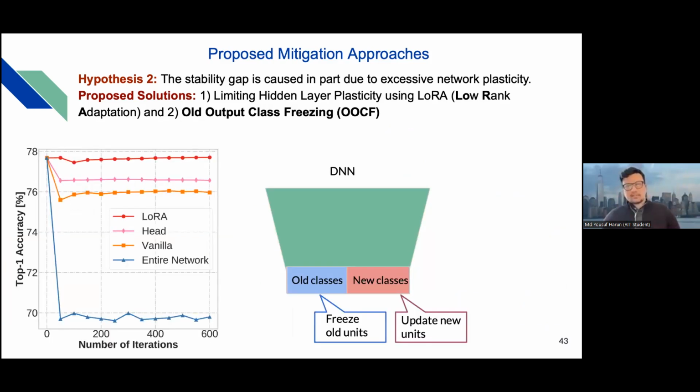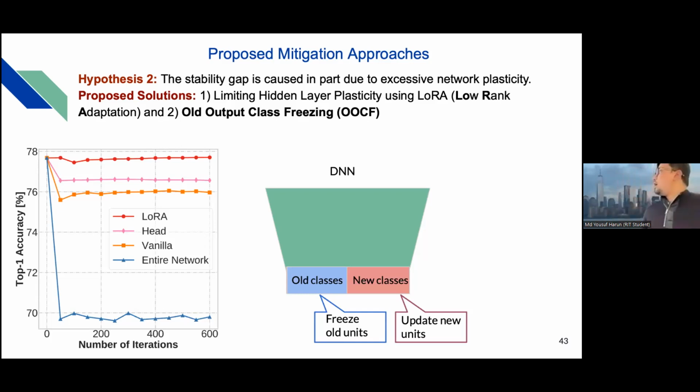Another strategy is old output class freezing. We are trying to preserve the old representation for the hidden layers, but it turns out the output layer can also be important for preserving the old knowledge. So for preserving old knowledge, we freeze the old class units in the output layer and only train the new class units. And that also is found effective.